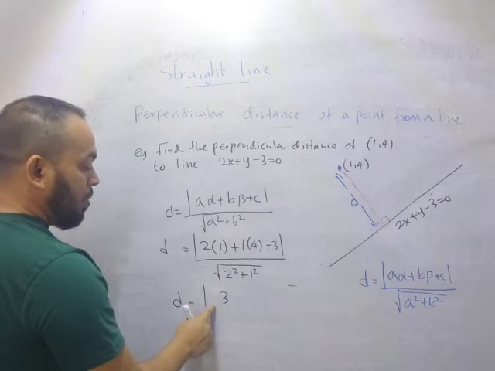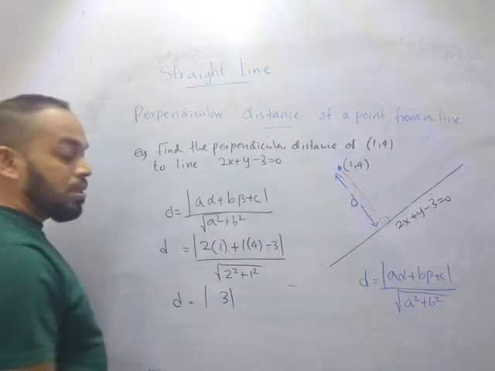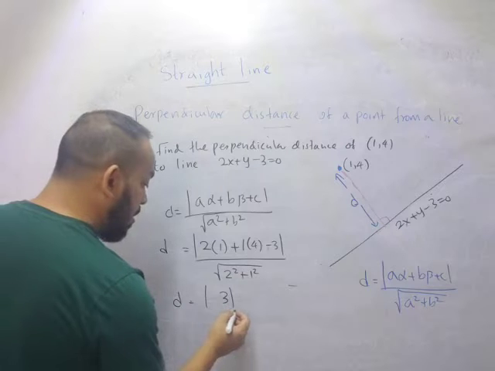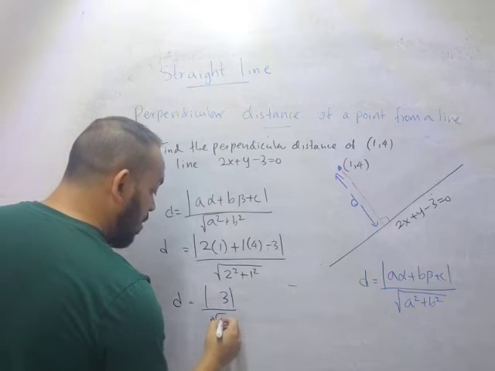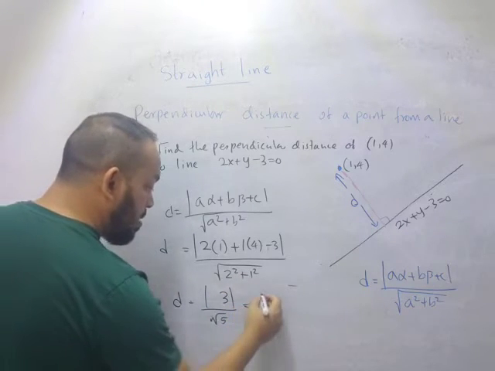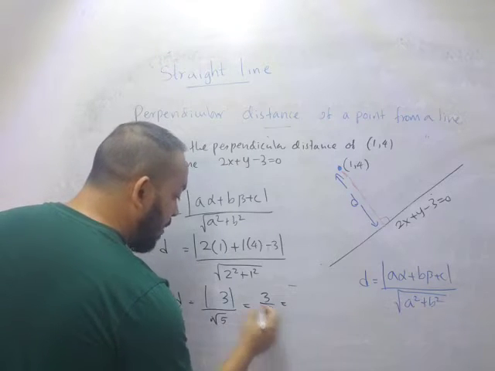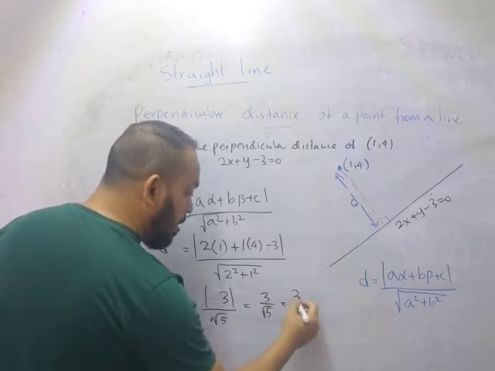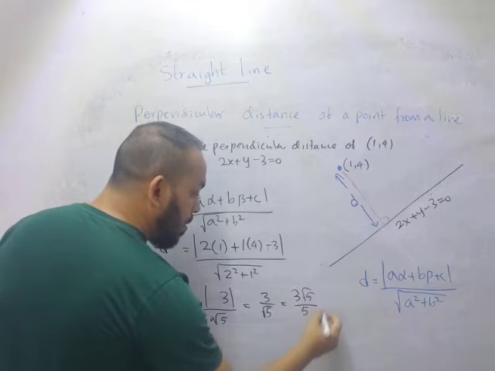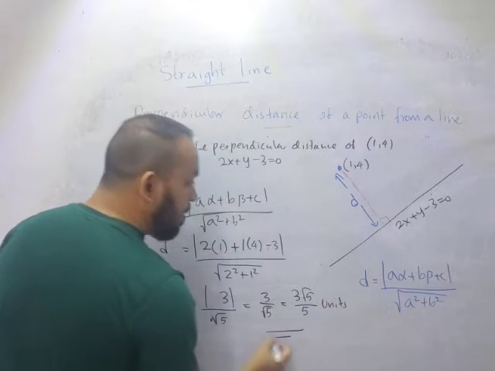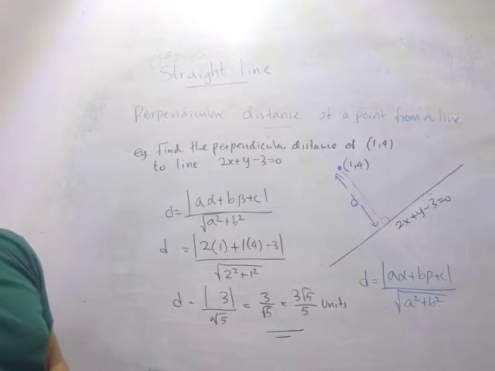If we get a negative sign, then you make it positive, right? It's the absolute value of that. This should be root 5. So what is the answer? Answer is 3 over root 5. So we don't leave it like this. We rationalize the denominator, so we can write 3 root 5 divided by 5 units. This is the answer. It's very easy.